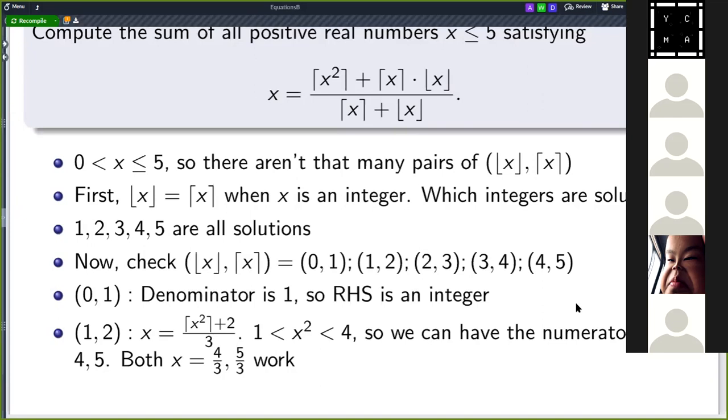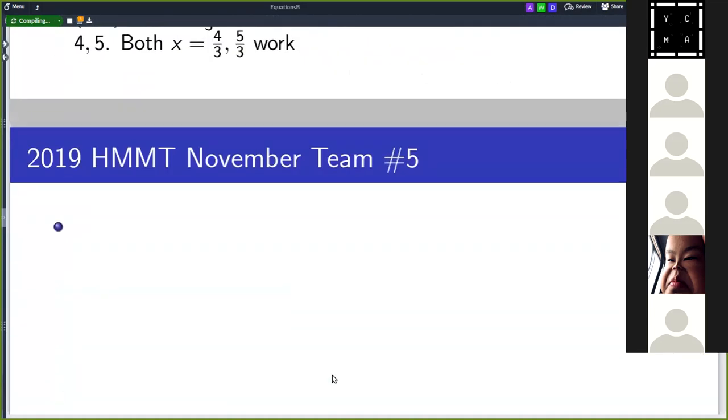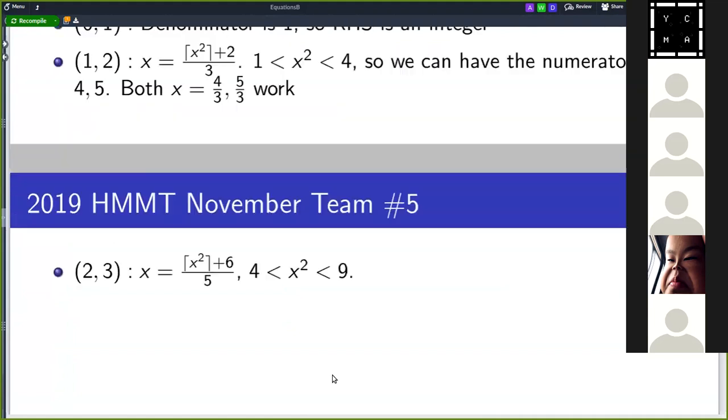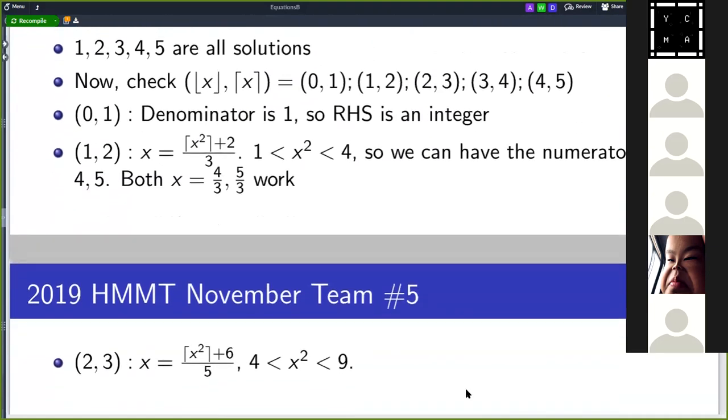Let's see what we get. It's on the next slide. So we get x is equal to the ceiling of x squared plus 6 over 5. Yeah, so now let's do the exact same thing. So the ceiling of x squared has to be 5, 6, 7, 8, or 9. 9 doesn't work again. So this numerator is going to be 11, 12, 13, or 14. So that means x is going to be 11/5, 12/5, 13/5, or 14/5.